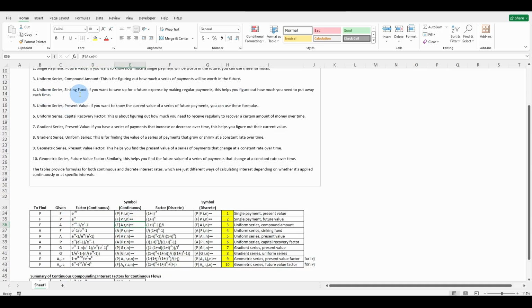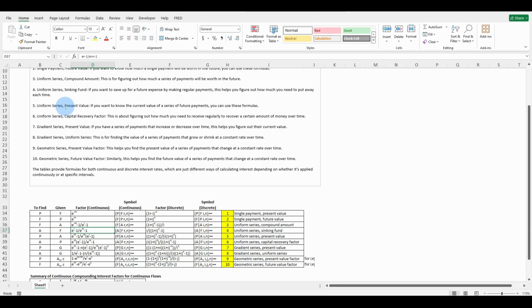Number 4, sinking fund. If you want to save up for a future expense by making regular payments, this helps you figure out how much you need to put away each time. So what we need to do here in number 4, uniform series sinking fund, and most likely we're going to look at some type of present value. How much do we need to put in today to pay off that future amount?